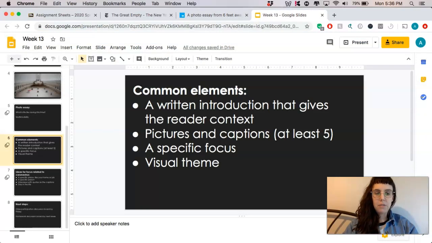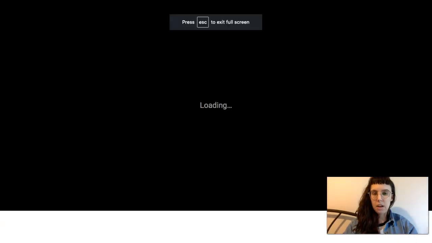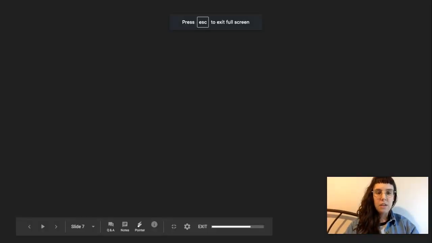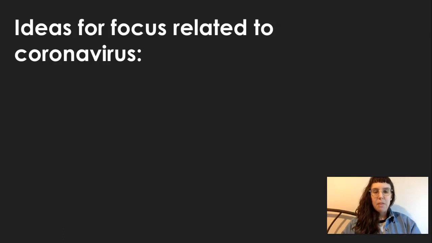So some ideas for you guys, how you could focus your photo essay. These are just some of my ideas. You could do it totally different, but I want to give you guys some ways you could think about this. So the photo essay definitely has to be related to the coronavirus and what life is like right now, but there's so many ways that you could approach this.